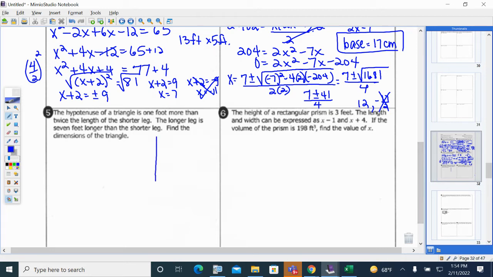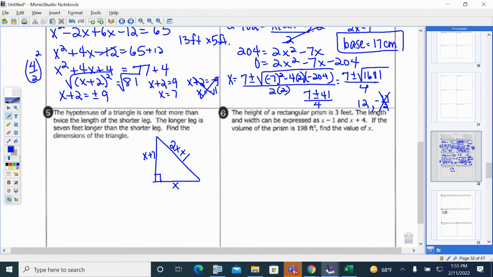So when we talk about hypotenuse, we are definitely talking about a right triangle. The hypotenuse is 1 foot more than twice the length of the shorter leg. The longer leg is 7 feet longer than the shorter leg. So one of my legs is x. We'll just call that bottom one my short leg. The other leg is going to be x plus 7. The hypotenuse is going to be 2x plus 1.